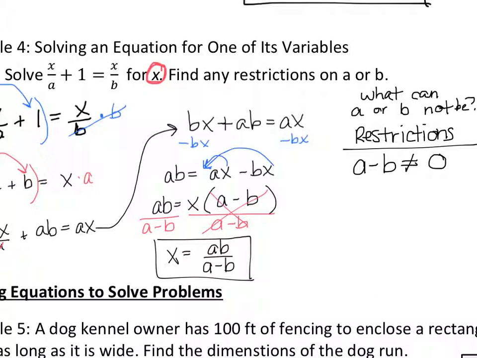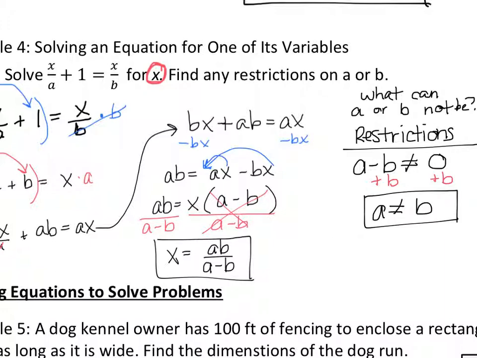That's a good start, but we need to know specifically what A can not be. So let's solve for A. Let's move the minus B, so we're going to add it to the other side. So A can't equal B. That's your restriction. So those two together are your answer.